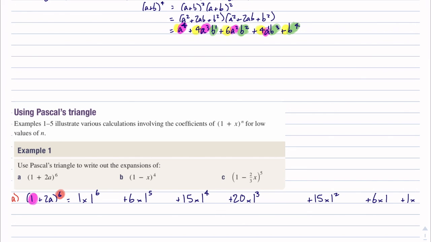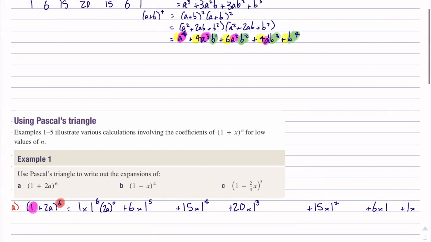My next ones I'm going to put in are 2a's. Technically this first one is 2a to the 0, but we don't even bother writing it. We just start off at the second from the left. So times 2a to the 1, 2a squared, 2a cubed, 2a to the 4, 2a to the 5th, 2a to the 6th.